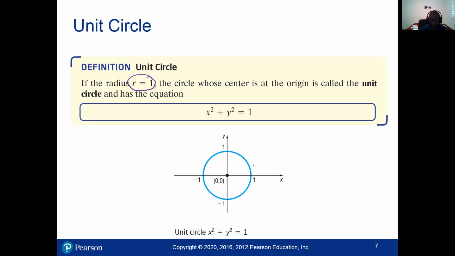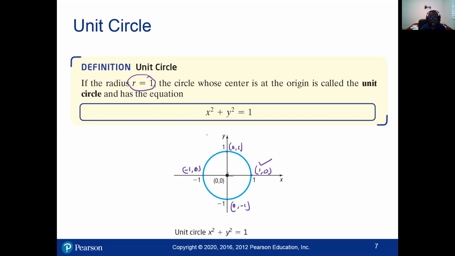Okay. And that gives us this circle. So you have a center, you go to the right 1 unit, you go up 1, you go left 1, you go downward 1. So the points are going to be (1, 0), (0, 1), (-1, 0), and (0, -1).